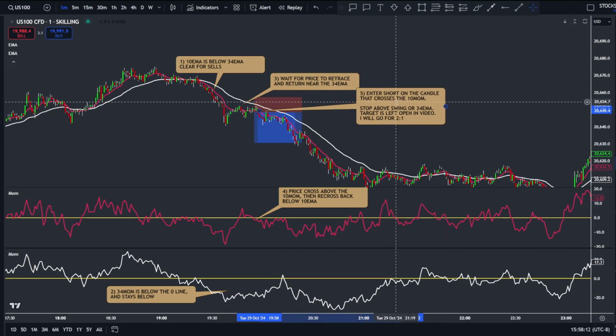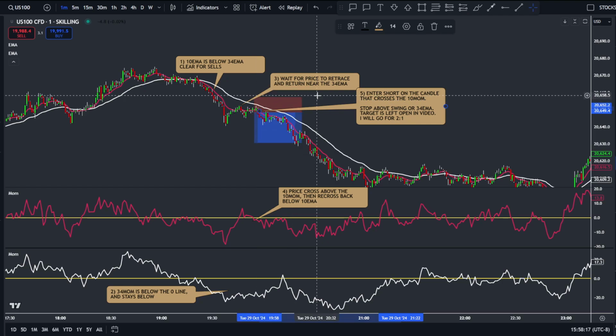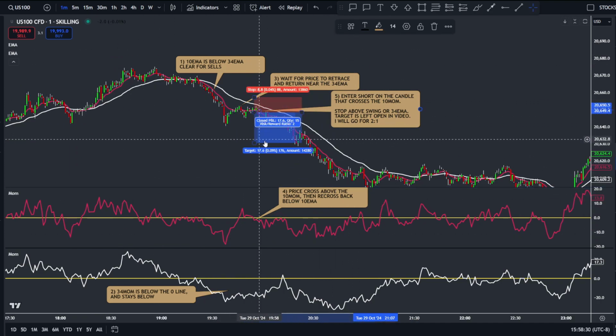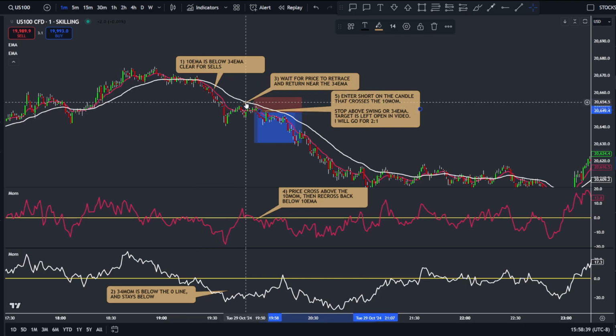Stop loss, he says in the video to do either above the 34 EMA or above the swing point. And in the video, he leaves the target open, but in this backtest session, I'm going to go for 2 to 1. And this right here pretty much summarizes the breakdown of this strategy. So it's a trend following strategy. You wait for a push phase, an exhaustion, a retracement, and then a continuation. And we try to catch continuations with these indicators in this whole setup.